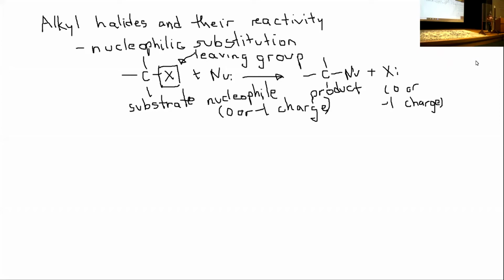So today we're going to start chapter 6. Chapter 6 is on alkyl halides, which we know something about, and their characteristic reactivity. So we've defined alkyl halides. It's basically what you get when you take a hydrocarbon and replace one or more hydrogens with a halogen, halogen being fluorine, chlorine, bromine, iodine.